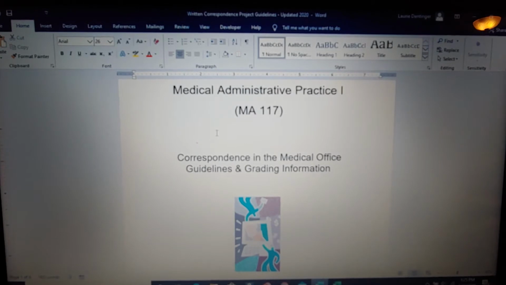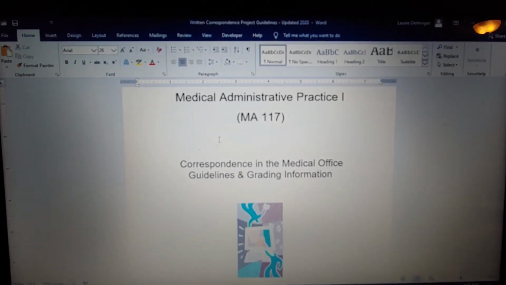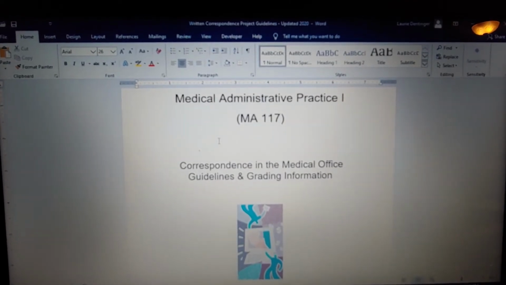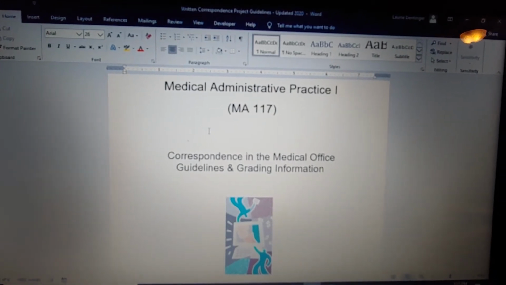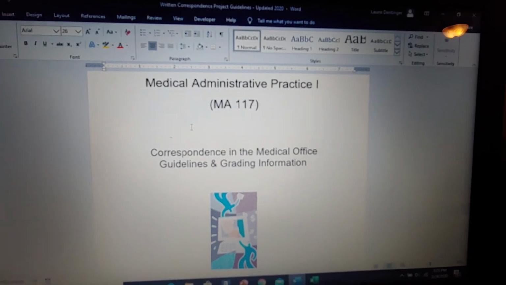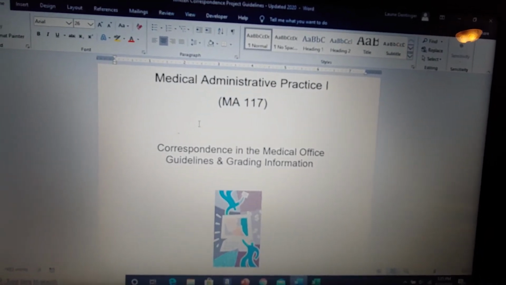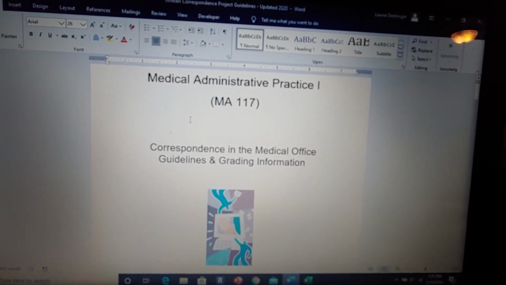This project is broken down into three segments. The first segment is the direct letter promoting goodwill. Second segment is a persuasive letter. And the third segment is a negative message memorandum. The purpose of this video is to go over some of the basic guidelines for the project, how it's graded, and then also talk about that very first component, which is the direct letter promoting goodwill.